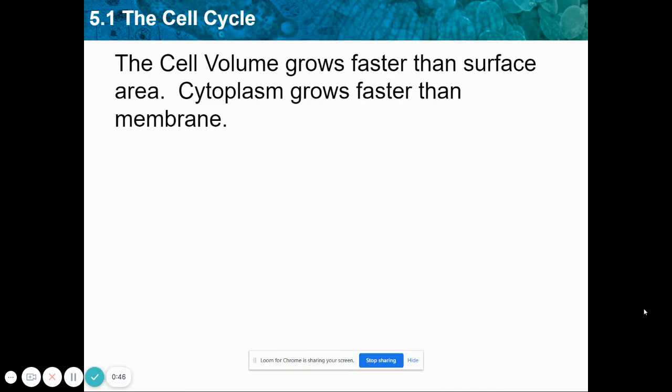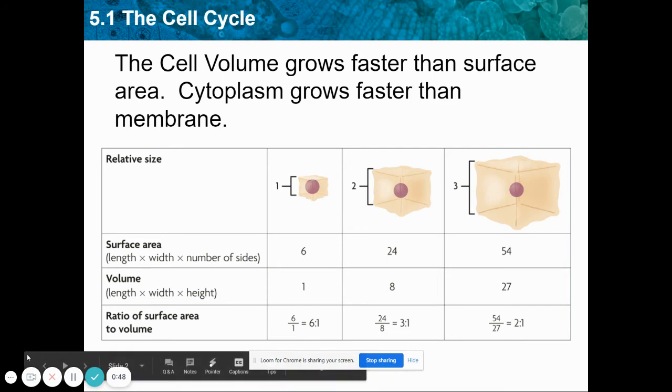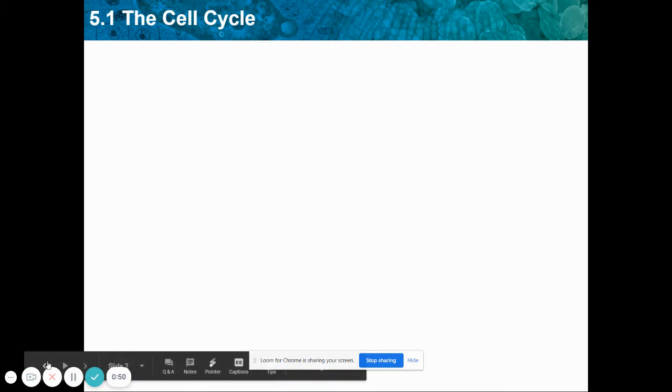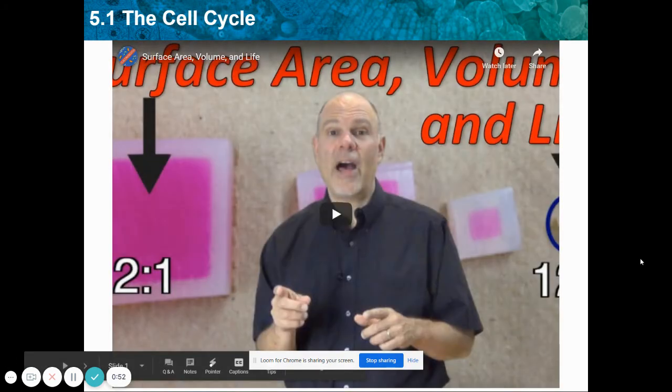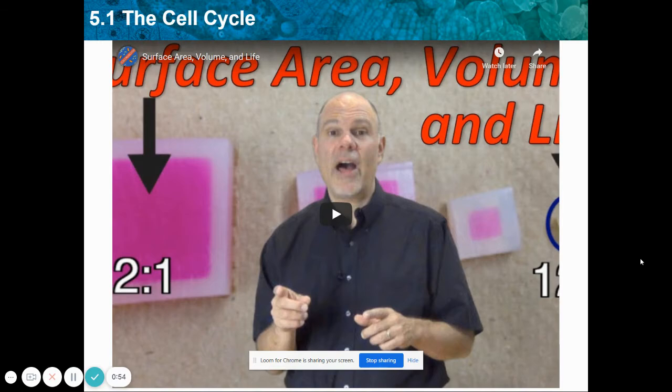So why cells divide is because cells are limited by surface area to volume ratio. So I'm just really quickly going to sneak into Mr. Walkenfeld's video. And if you look behind him, this demonstration that he does, he uses this razor blade and it gets very close to his fingers and it makes me nervous.